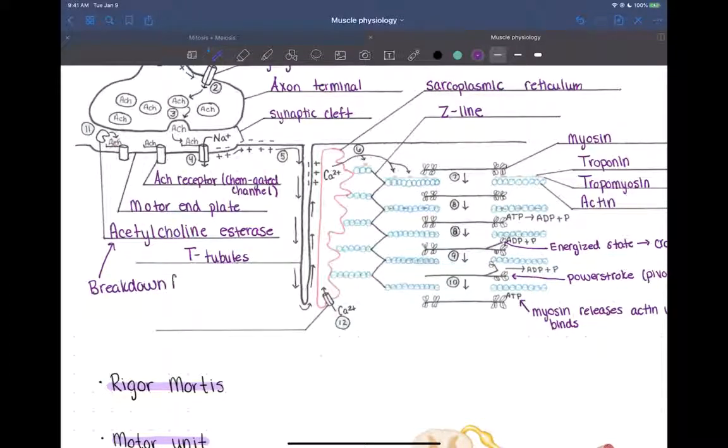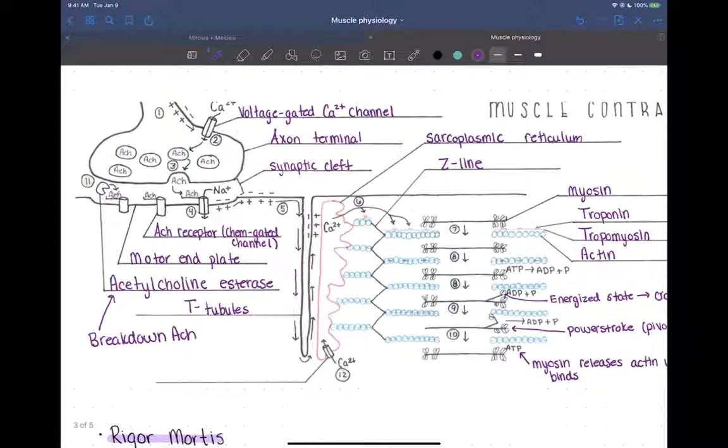That way, when the motor neuron is done sending action potentials, you remove the acetylcholine from the synaptic cleft, so you stop that action potential being transferred to the muscle cell. So to stop muscle contraction, that's the first step. The motor neuron has to stop sending action potentials, and this acetylcholinesterase will have to remove the acetylcholine from the synaptic cleft by breaking it down.